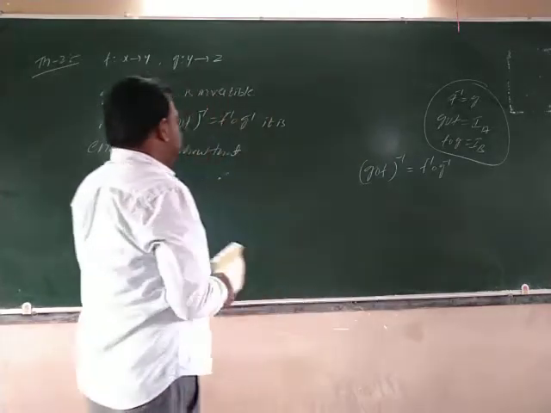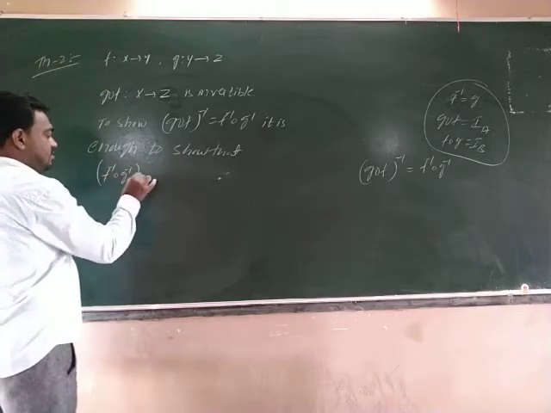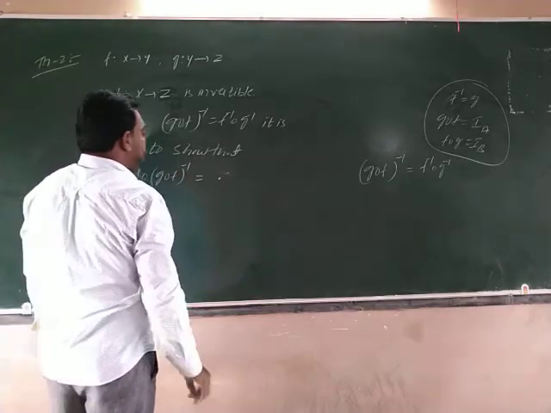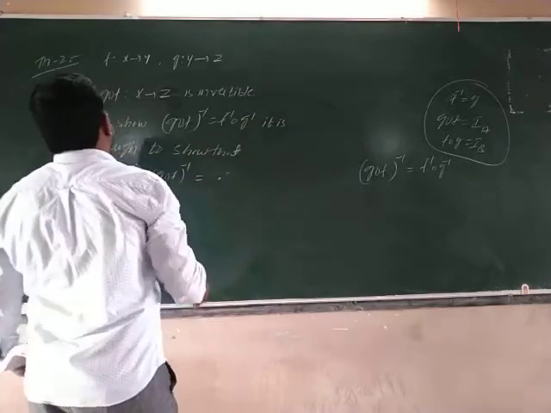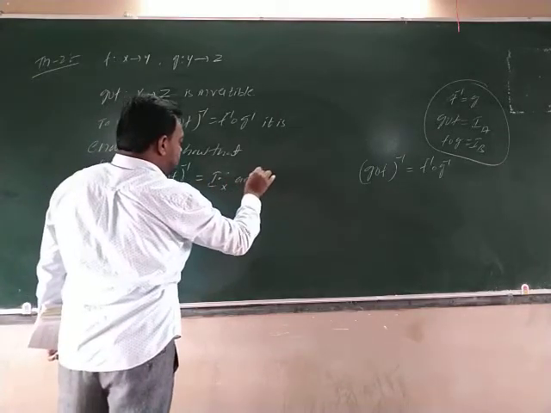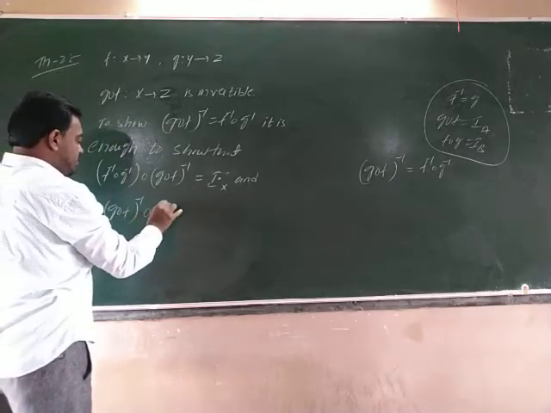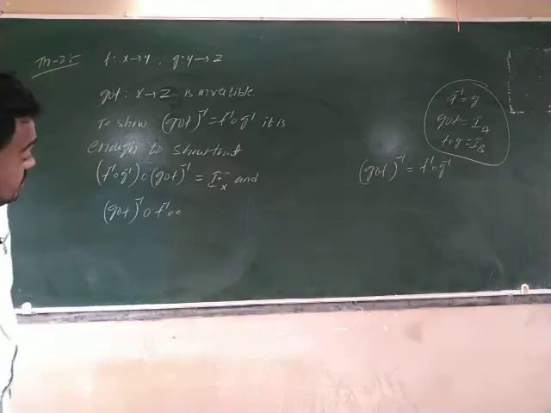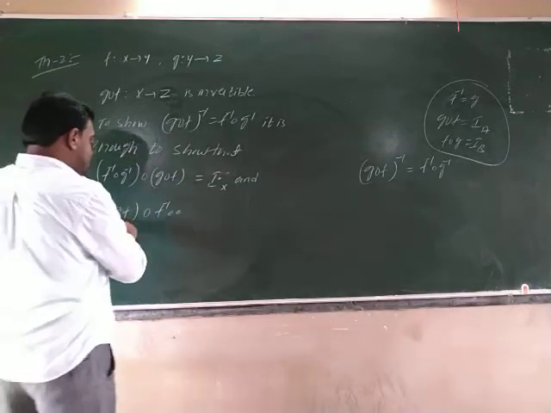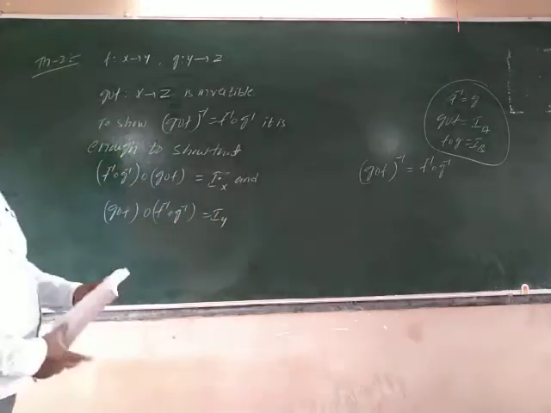This understood now? It is enough to prove that (G circle F) whole inverse circle G circle F is equal to I_X, and G circle F circle F inverse circle G inverse is equal to I. We have to prove this one, you see.